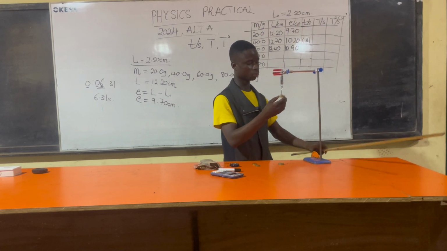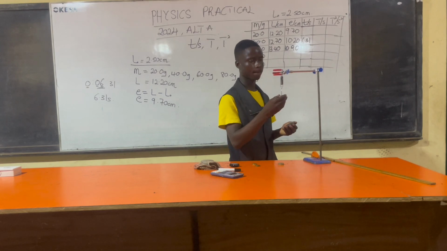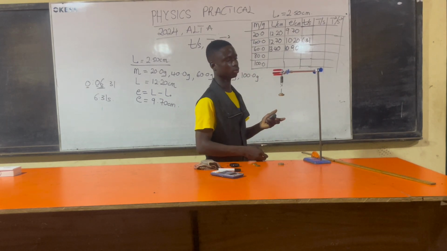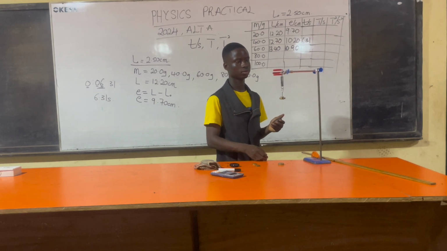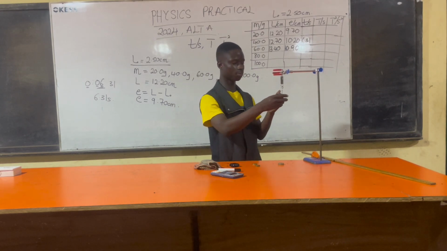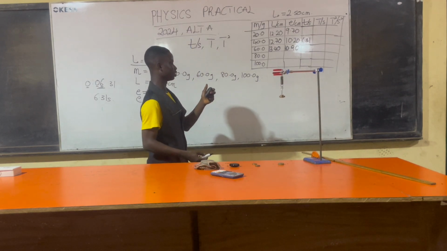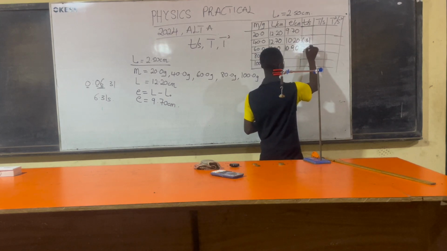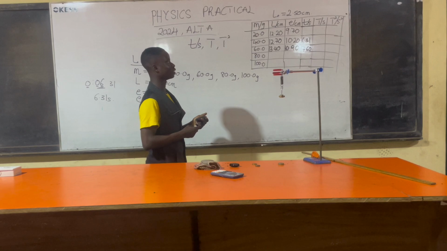So we displace this one slightly, not much. For 20 complete oscillations, we have 7.60 seconds for our T.